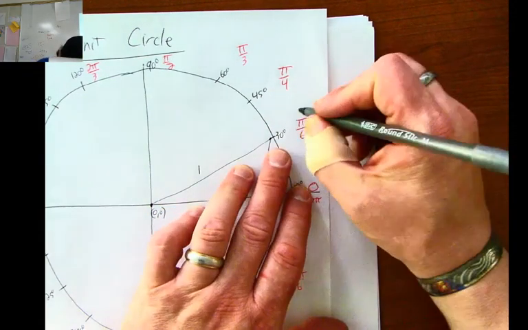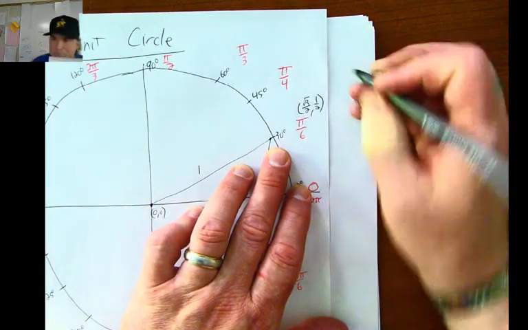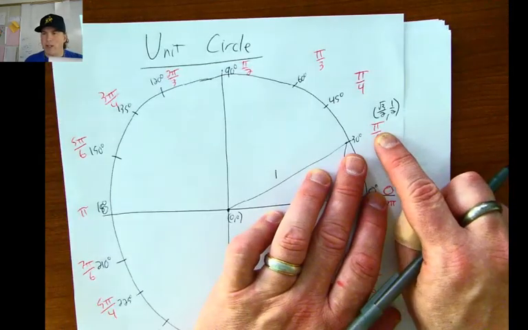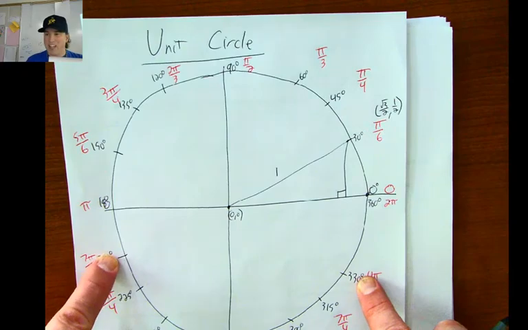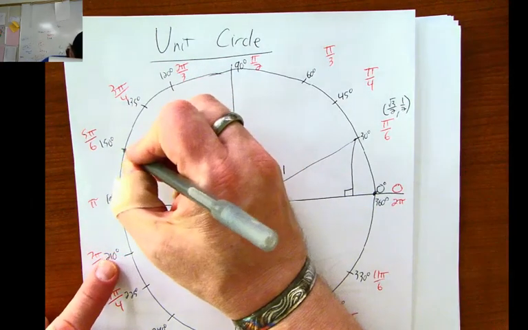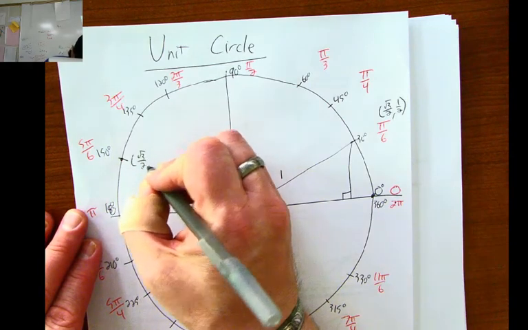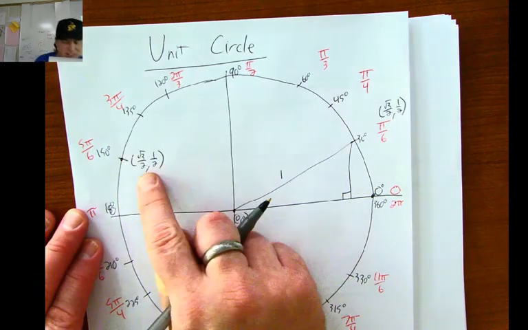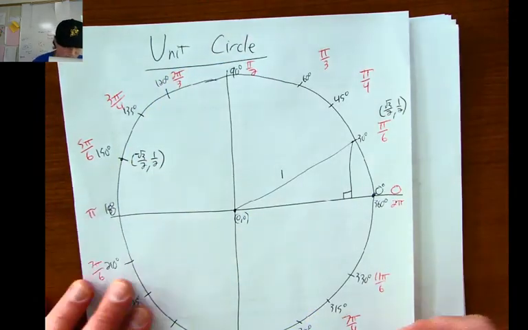That means that this coordinate is root 3 over 2, comma 1/2. Now, this triangle could work for this angle, this angle, this angle, or this angle. So all four of these angles have the same numbers, just positive, negative things. This is the second quadrant, so it would be negative root 3 over 2.